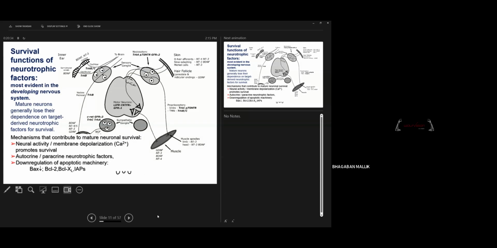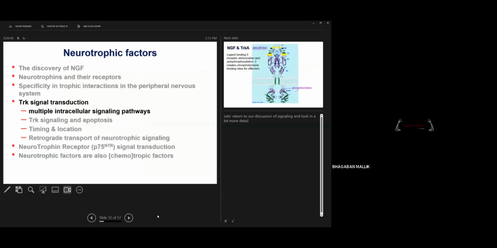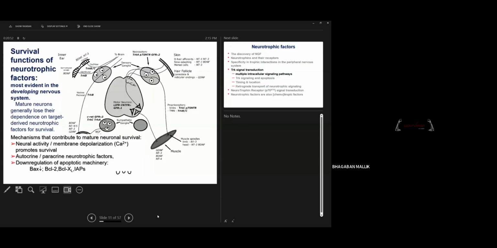Also you have downregulation of the apoptotic machinery. You have downregulation of BAX and BAK. Also you have upregulation of BCL2, which is anti-apoptotic, and you also have regulation of IAP, which is an inhibitor of caspases. So IAP inhibits caspases. You have expression of IAP protein so that the neuron can survive. That is how the mature neuron survives.